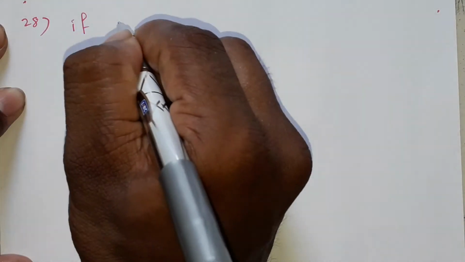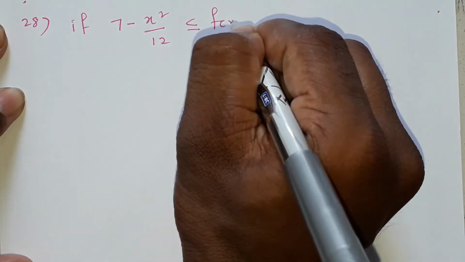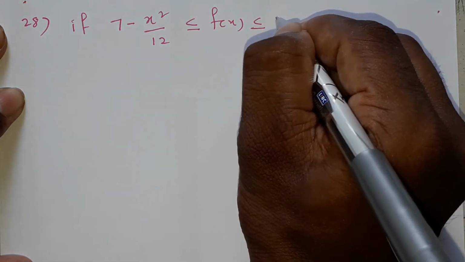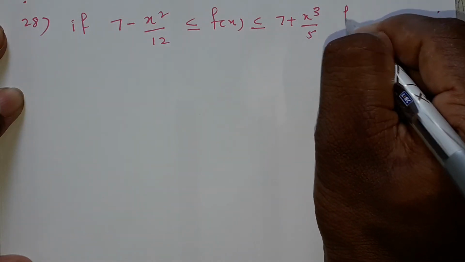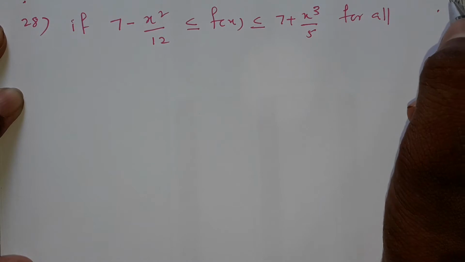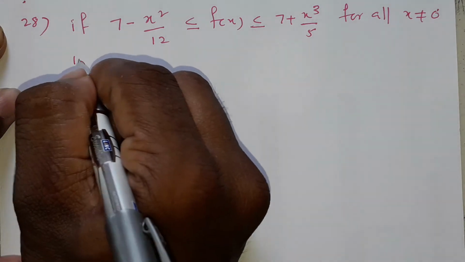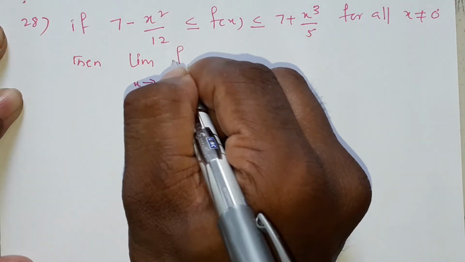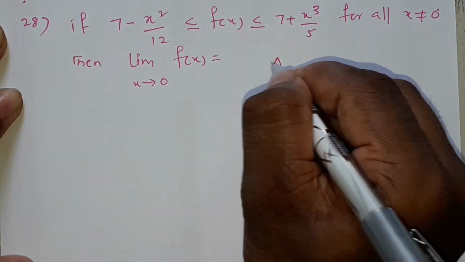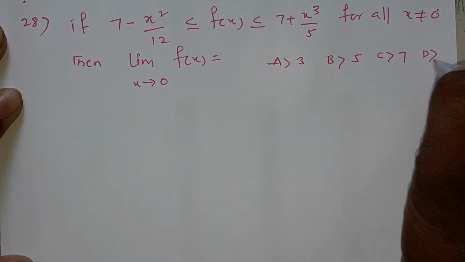Next question 28. If 7 minus x square by 12 is less than or equal to f of x, less than or equal to 7 plus x cube by 5, for all x not equal to 0, then find limit x tends to 0 f of x equal to what? Option A is 3, option B is 5, option C is 7, option D is 9.